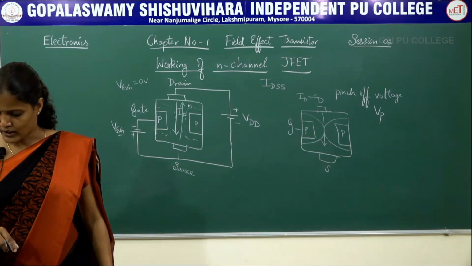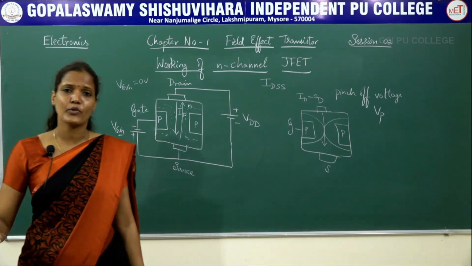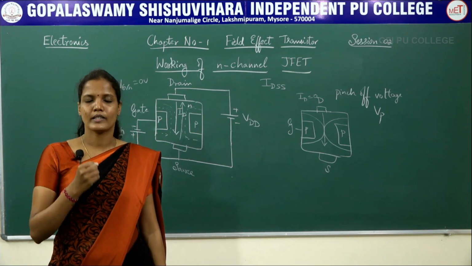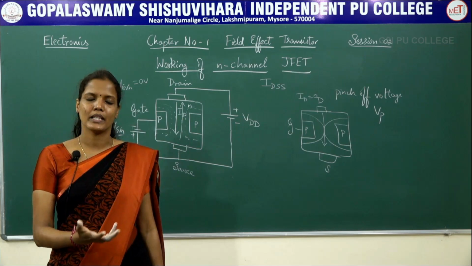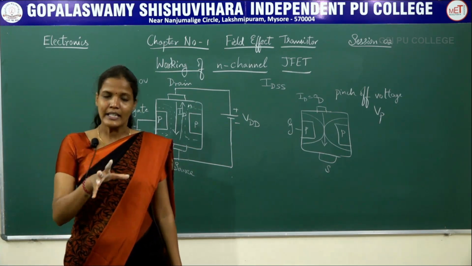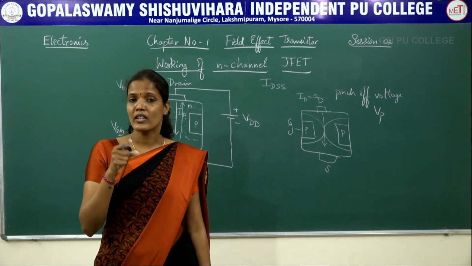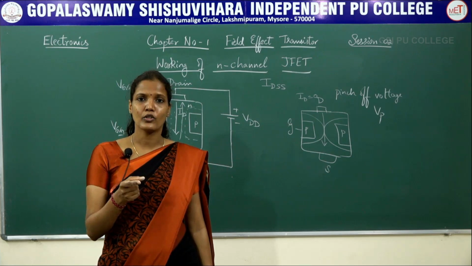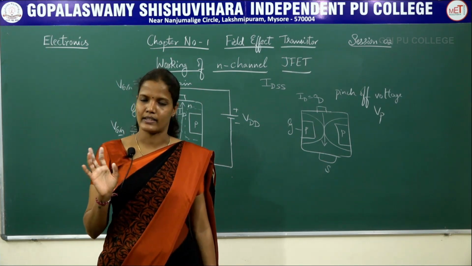After that, write the function of source in JFET. This is for 1 mark. The function of source is that it supplies the charge carriers, which helps in current conduction. Similarly, if asked what is the function of drain, it collects the charge carriers. If asked what is the function of gate, you can say it controls the flow of charge carriers.